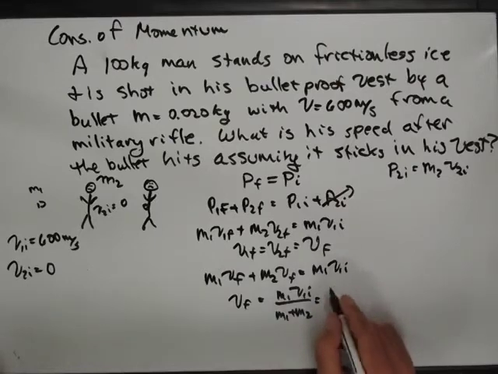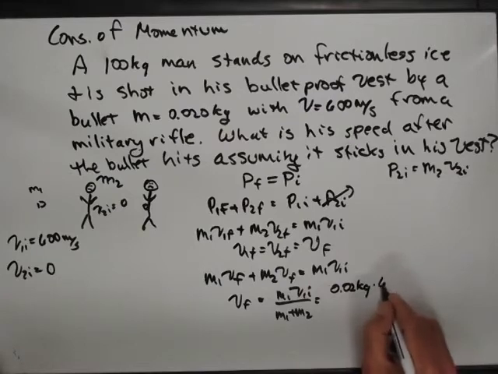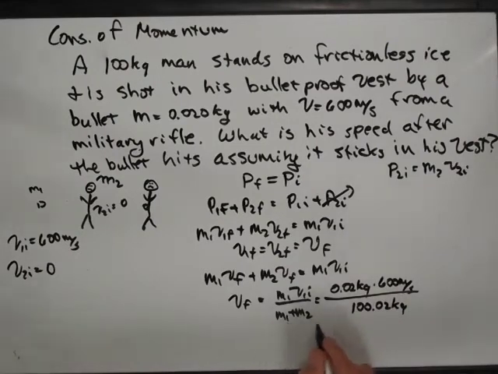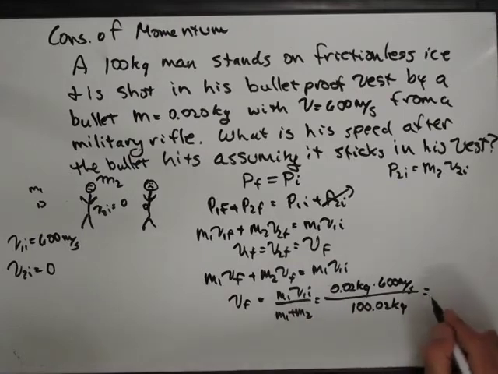And that's 0.02 kilograms times 600 meters per second all over 100.02 kilograms, because it's 100 kilograms plus 0.02. Clearly the 0.02 doesn't matter down here because it's just a tiny fraction of the mass of the man.